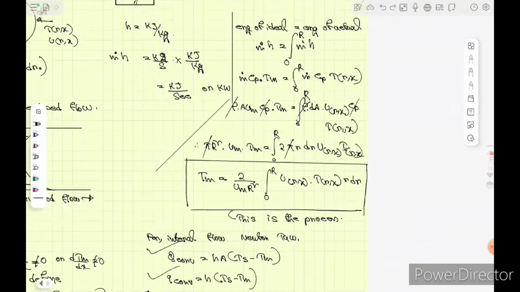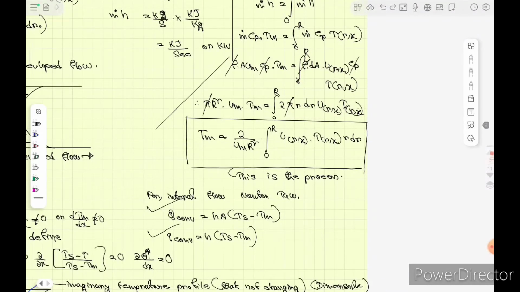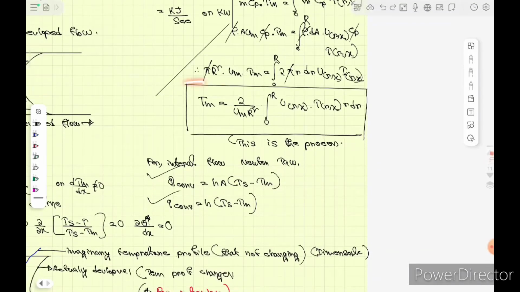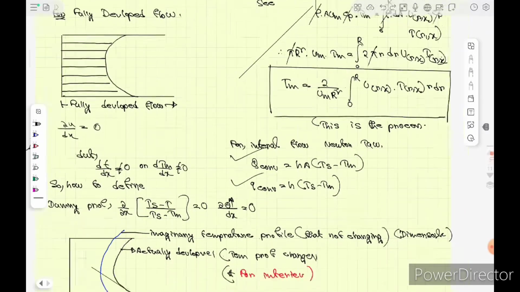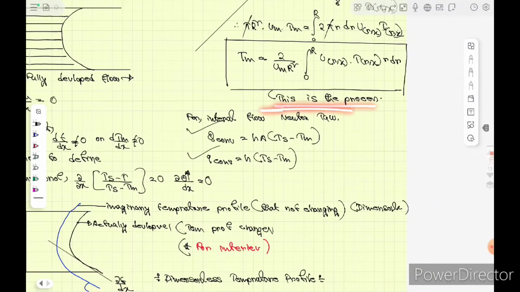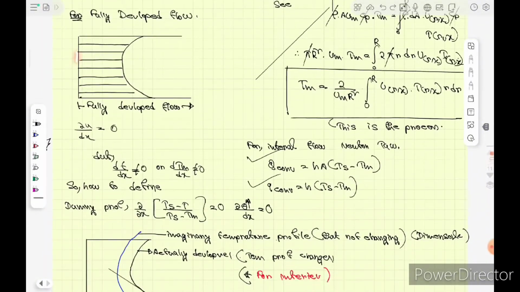Then finally you are getting Tm, the mean temperature, which is 2 by u_m r squared, integral from 0 to r of u T r dr. Okay, simple. This is the process that we have to follow. So you need to remember how these things go. This is the fully developed flow that has been shown here, where du by dx is 0, but dT by dx cannot be 0. You need to remember that.